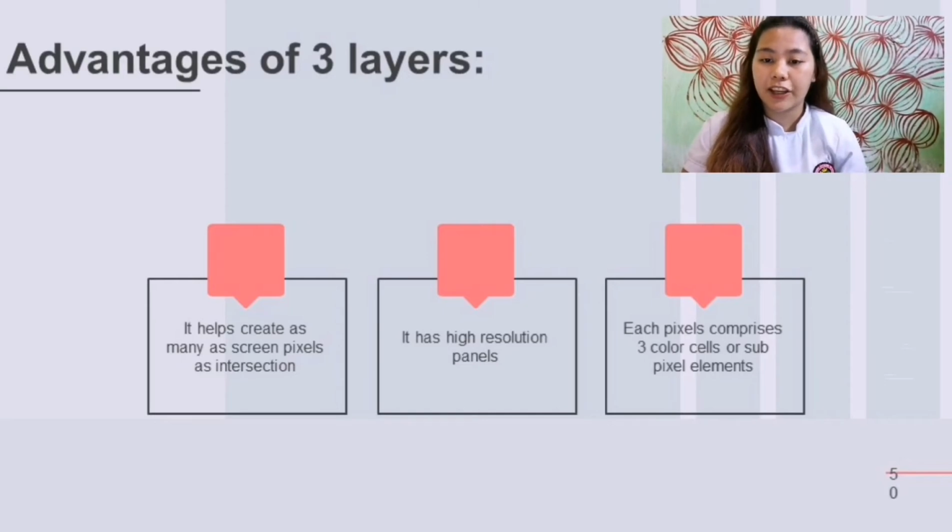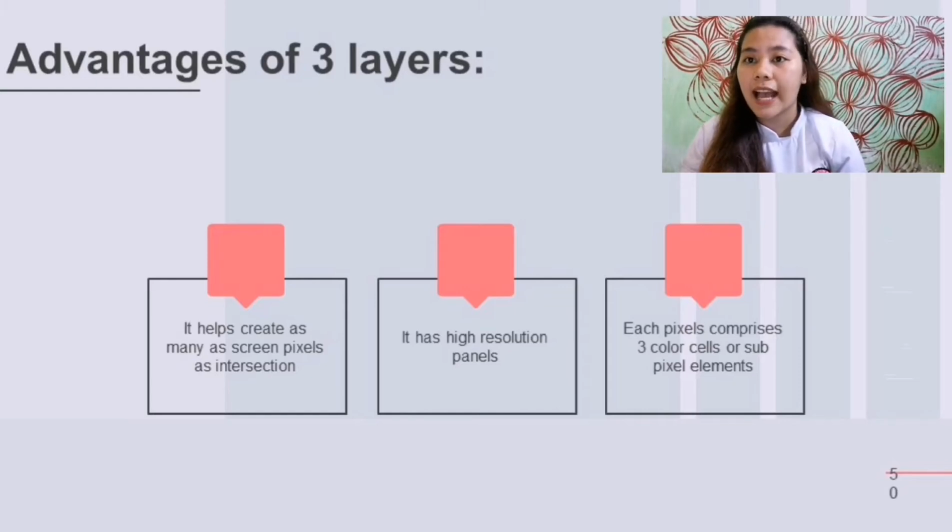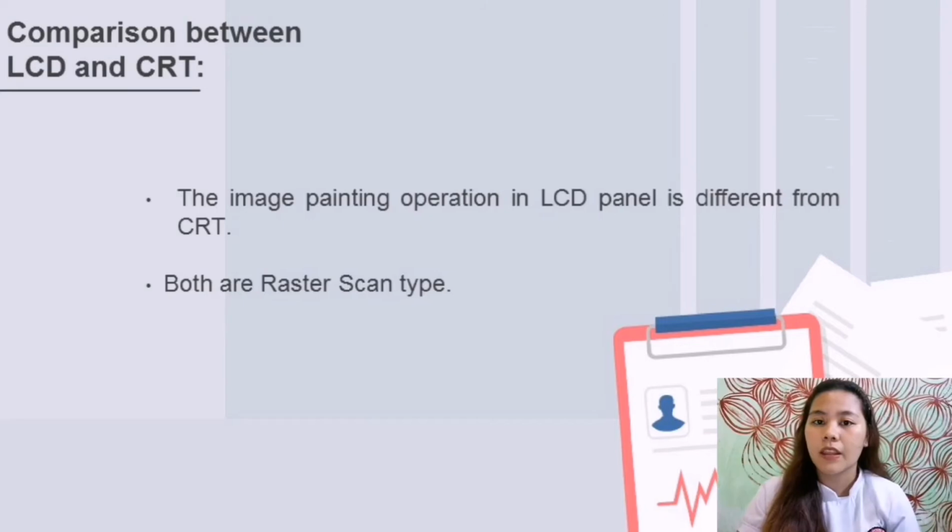Advantages of the 3 layers: it helps create as many screen pixels as intersections. It has high resolution panels. Each pixel comprises 3 color cells or sub-pixel elements.